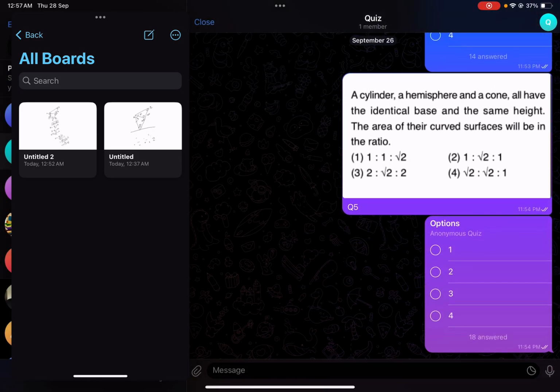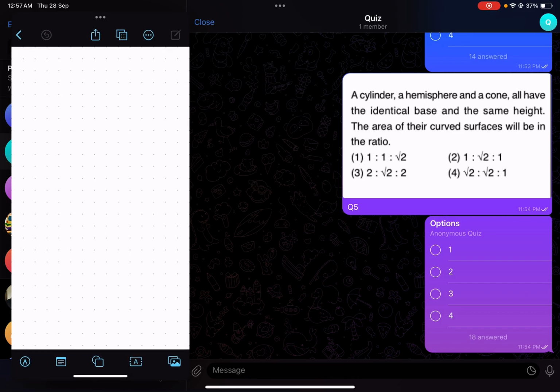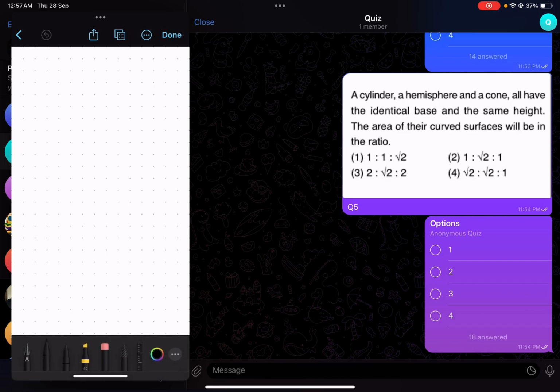Okay, so last question. This is also an easy one. A cylinder, a hemisphere and a cone all have identical base and same height. The question is asking for the area of the curved surface. Since we have a cone involved, we know that in a cone we will have L as the slant height, and L is root over radius square plus height square. So we can suppose that radius is 3 and height is 4, so that we get an integer for L as well. So L becomes 5.